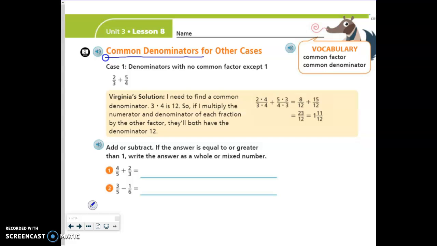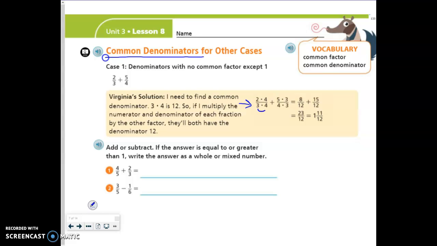Okay, so as we look at case number 1 here, it says denominators with no common factor other than 1. That means if I look at the factor list for 3 and the factor list for 4, the only number that I can find in those two lists that is the same is 1, and that doesn't change my denominator at all. So in this case, I just have to multiply the 3 by the 4 and come up with my common denominator of 12.